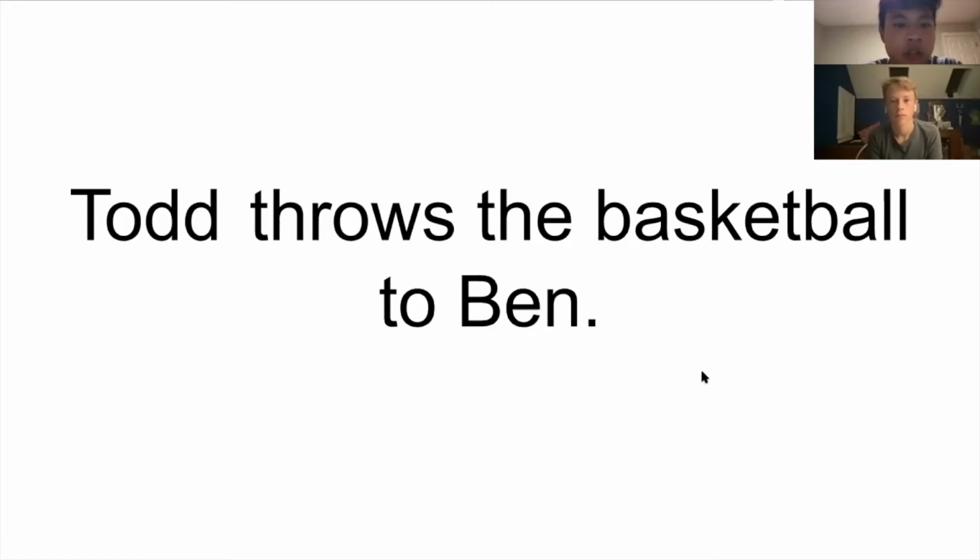In the sentence below, Todd is the subject and it is nominative case. As Todd throws the basketball, throw is the verb here, and the basketball would be the direct object. It is the object that's receiving the action, and Ben would be the indirect object or the dative case, as it is receiving the thrown basketball.